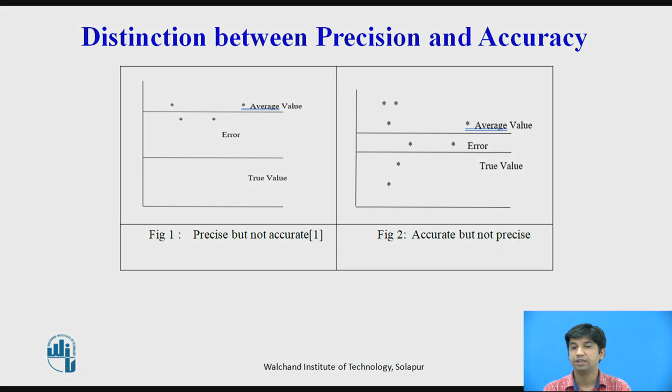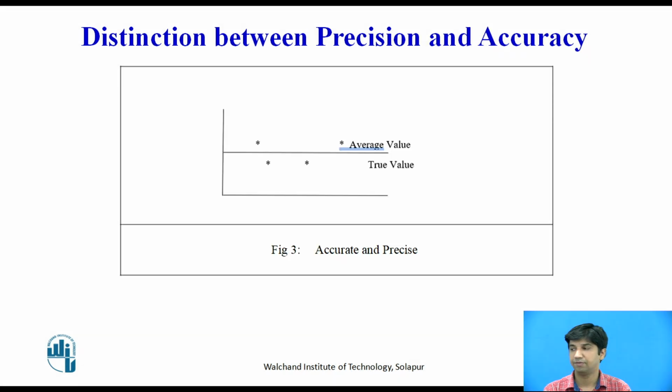In figure 2, the readings taken by the instrument are scattered much from the average value, and hence it is not precise but accurate, as there is a small difference between the average value and the true value. Figure 3 shows that the instrument is both precise as well as accurate.